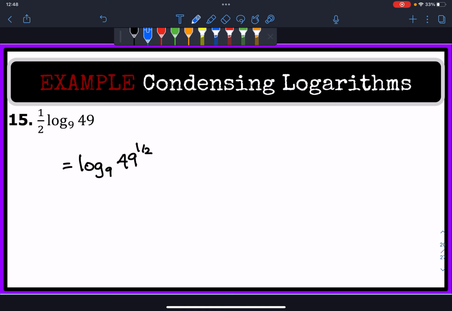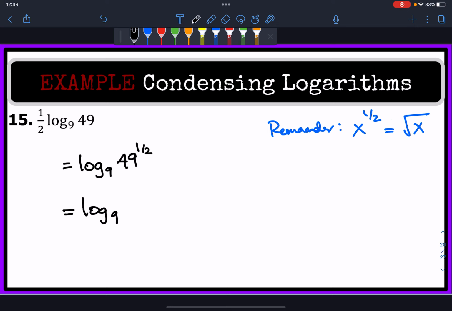Now I'm going to give you a little reminder here that 49 to the 1/2 power, or anything to the 1/2 power, let me just write a general rule instead of this specific rule: anything to the 1/2 power is simply the square root of that value. So here, this is technically the square root of 49. And well, the square root of 49 is 7, so we have the log base 9 of 7.